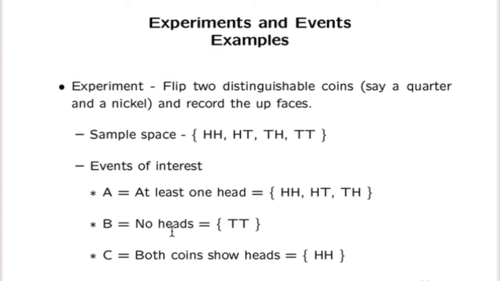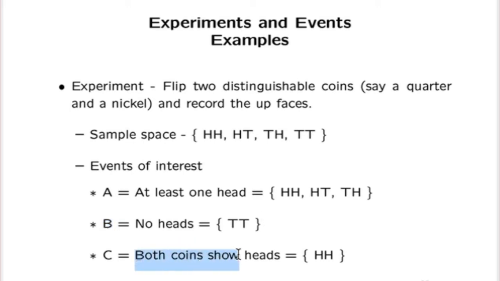Okay, the next event that we're talking about here is the event where we flip the two coins and we get no heads. Now, expressed as a collection of elementary events or as a subset of the sample space, that event is the set that contains the one elementary event, tails, tails. So in that case, we've gotten no heads, and there is no other possible outcome where we would have no heads. All right, and let's denote that event by B.